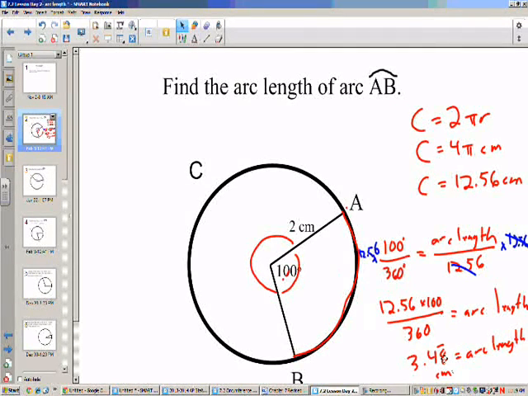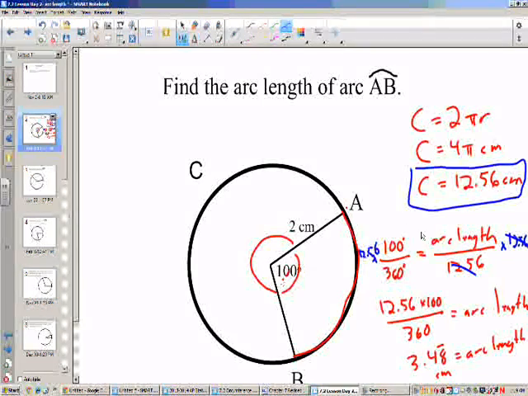So that's how we find the arc length. First, you find the circumference. That's what we did here. And then we find the proportion of the circle that's filled up with that. And then we solve for the arc length.